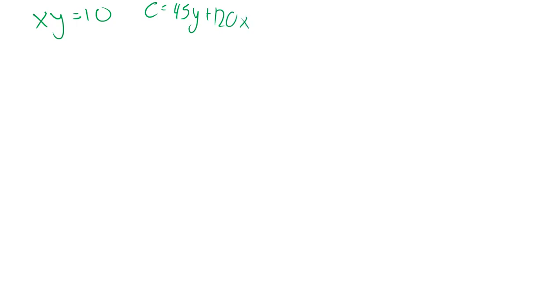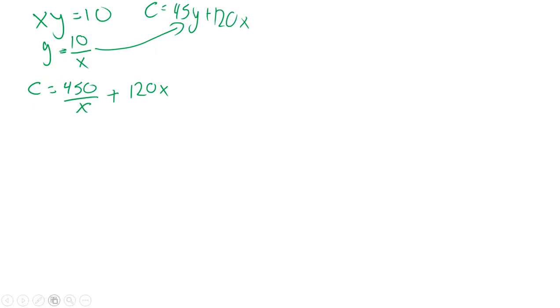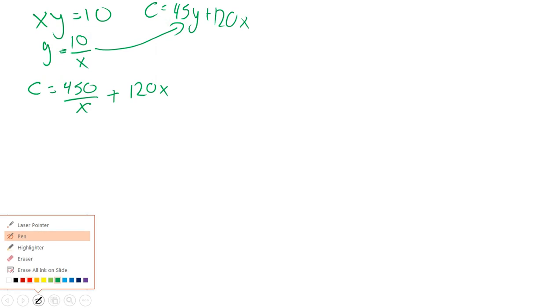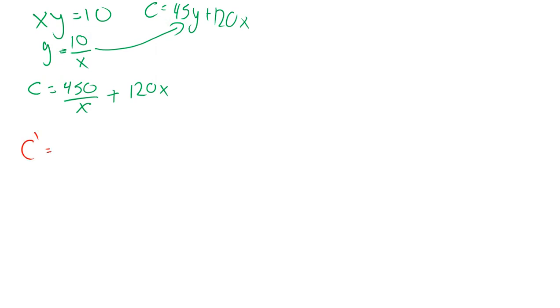So solving for this, what are we going to solve for? We are going to solve for the y. It'd be y is equal to 10 over x. Take this and plug it in for the y, getting us c is equal to 450 all over x plus 120x. Now, what do we do? We take the derivative. Yes, we always take the derivative because we want to optimize it. So c prime is equal to negative 450 all over x squared plus 120. Set it equal to 0.